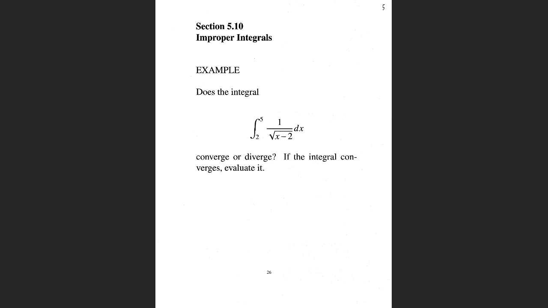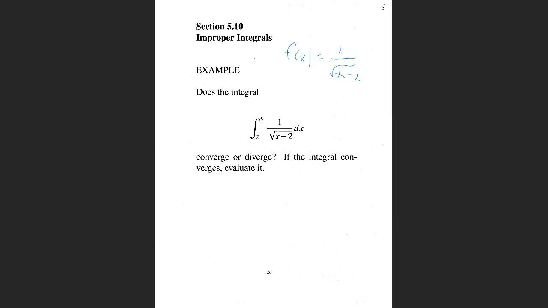Is it not continuous? Where is it not continuous, Samuel or Nathan? I think it was Nathan who said that. Where's it not continuous? X equals 2. That's right. Exactly right. Our function is 1 over the square root of x minus 2.